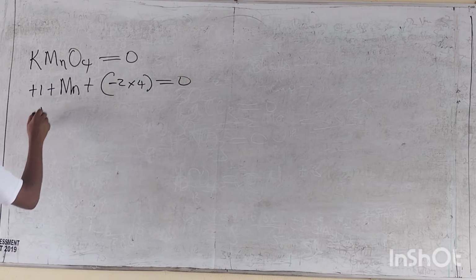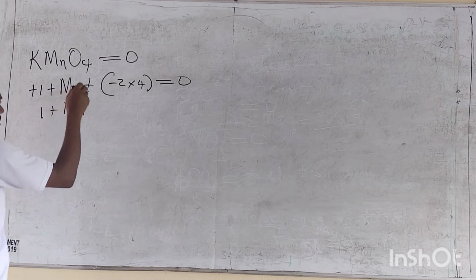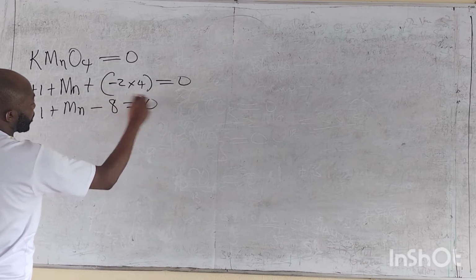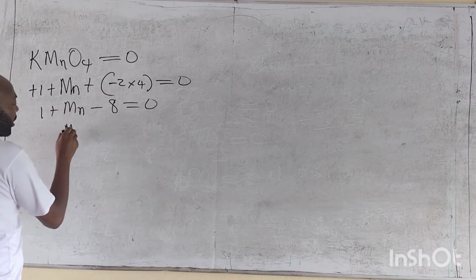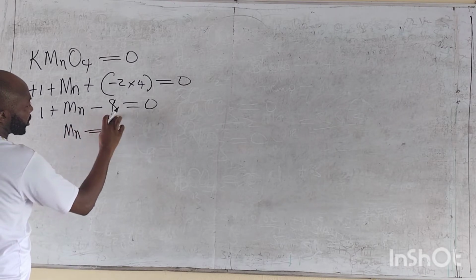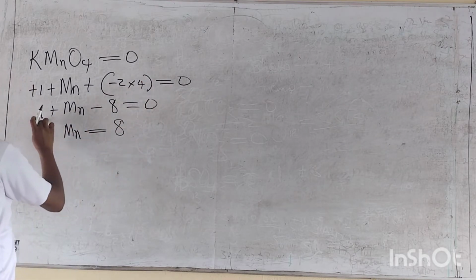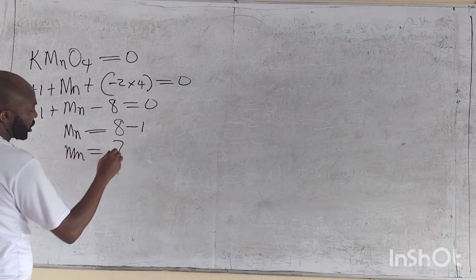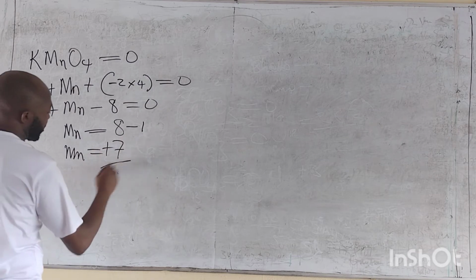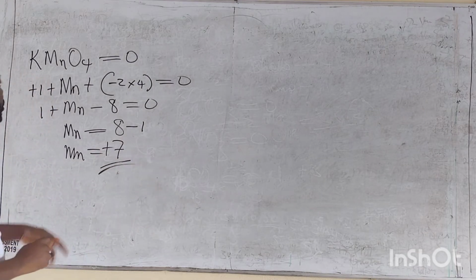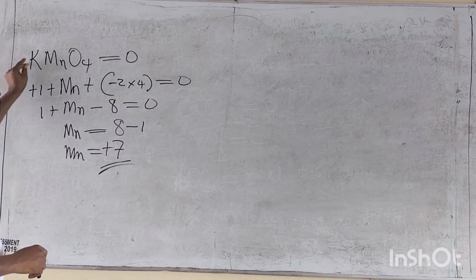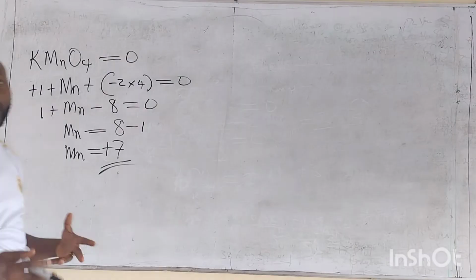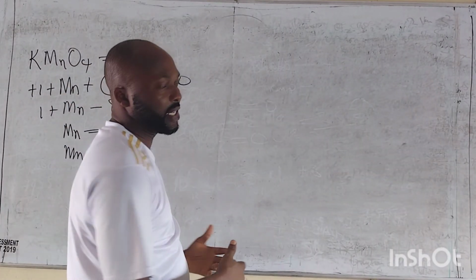Now, this is 1 plus manganese. Plus times minus is minus. 2 times 4 is 8. This is equal to 0. If I make manganese the subject, I have manganese is equal to minus 8, crossover becomes plus 8, plus 1, crossover becomes minus 1. So manganese is equal to 7. We always use plus in front of it. So this is plus 7. So the compound now becomes potassium tetraoxomanganate 7, because the oxidation state of manganese in that compound is 7.